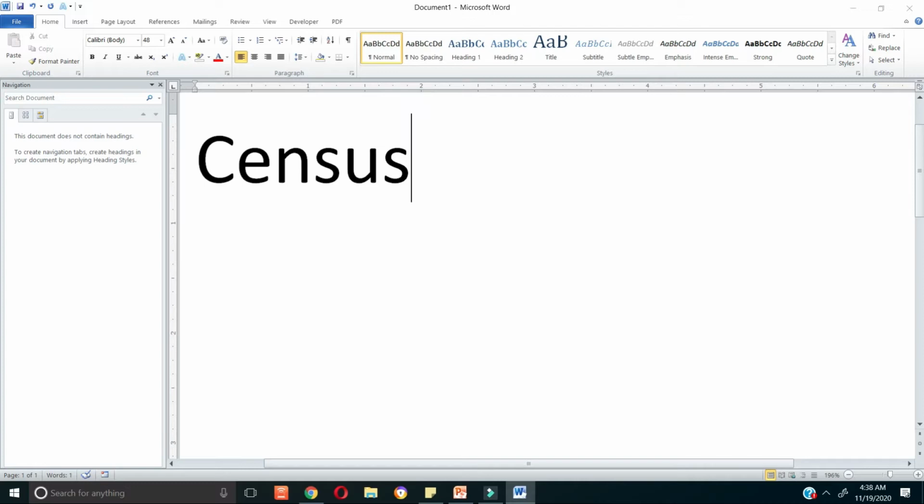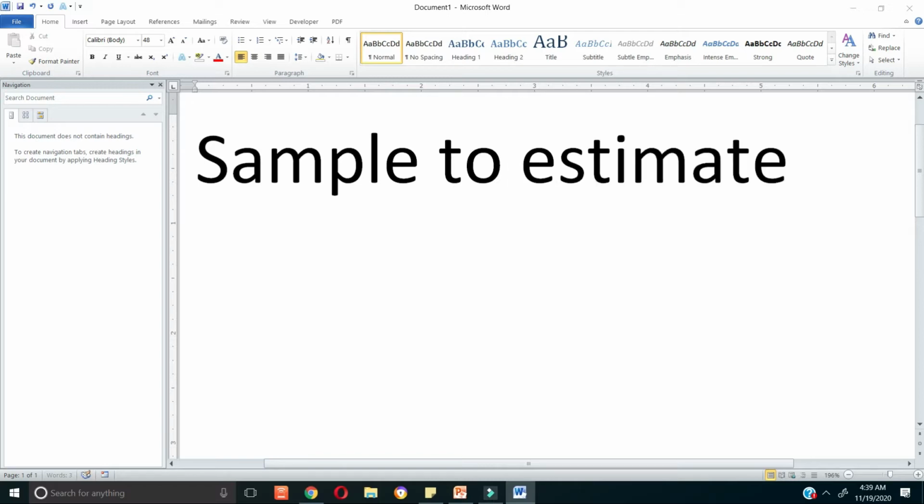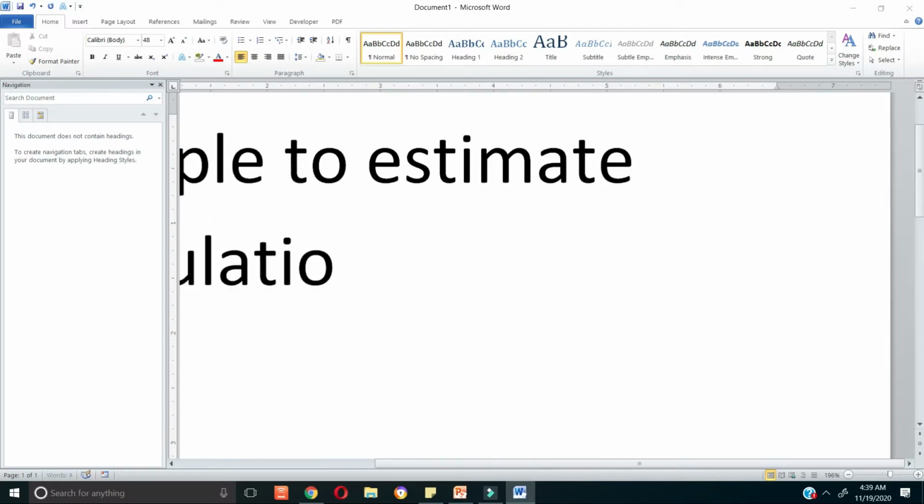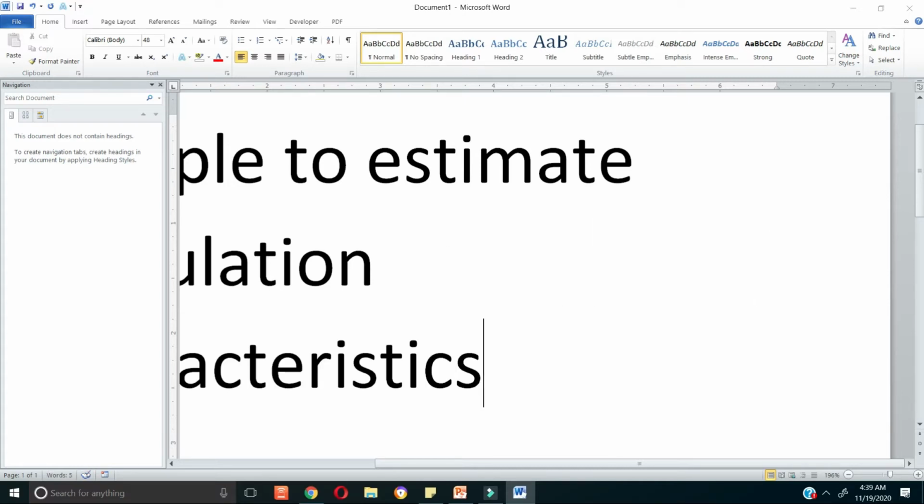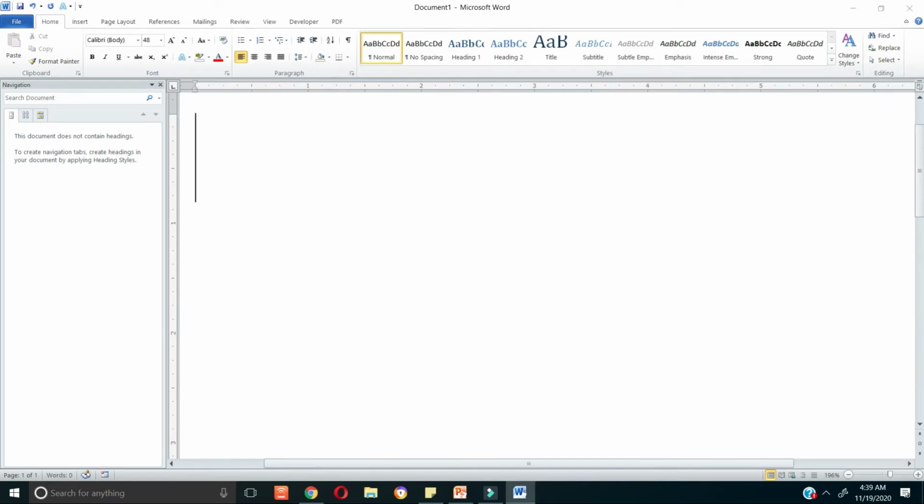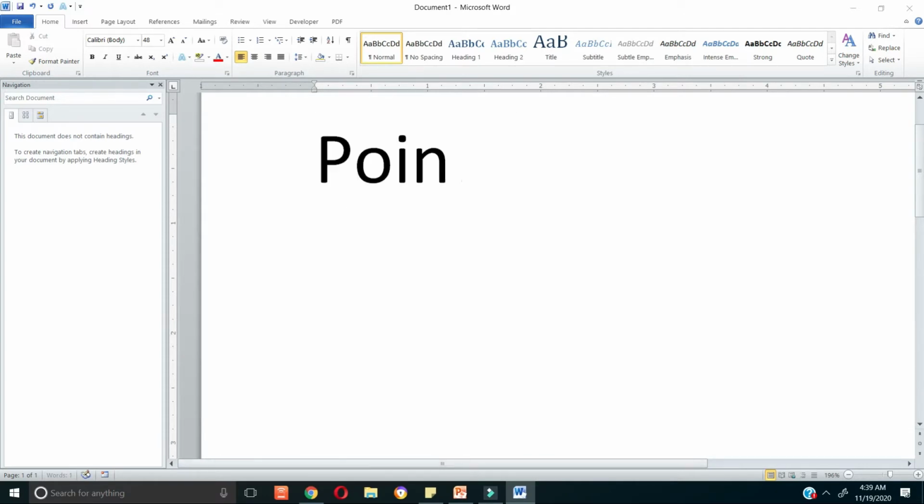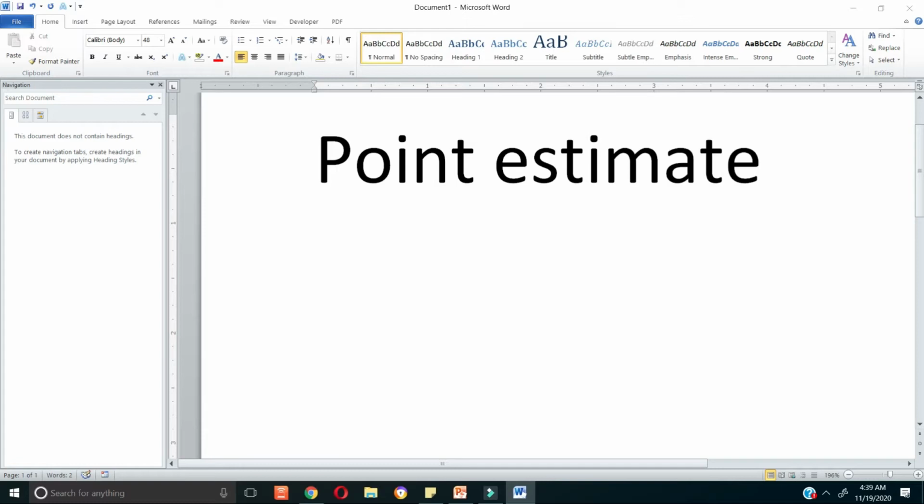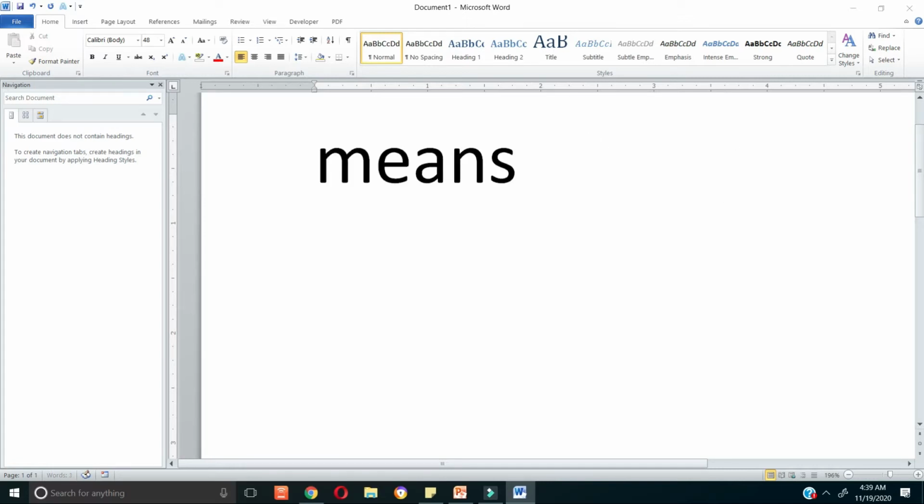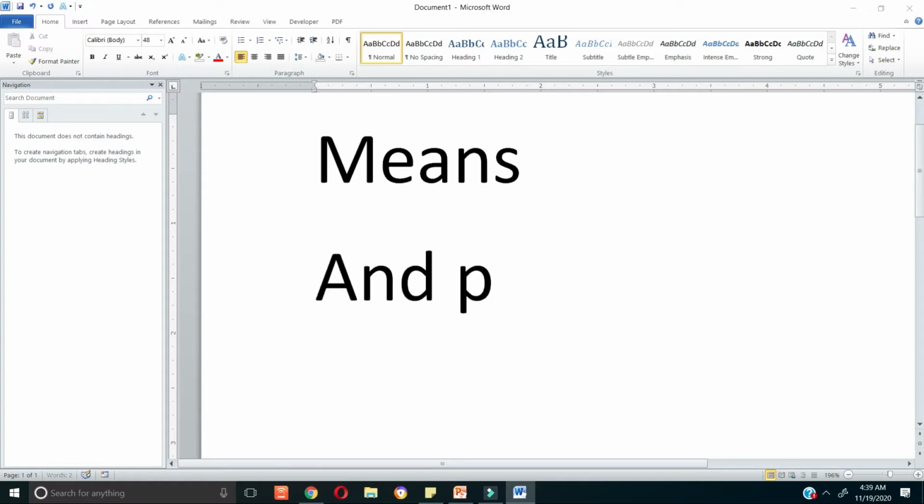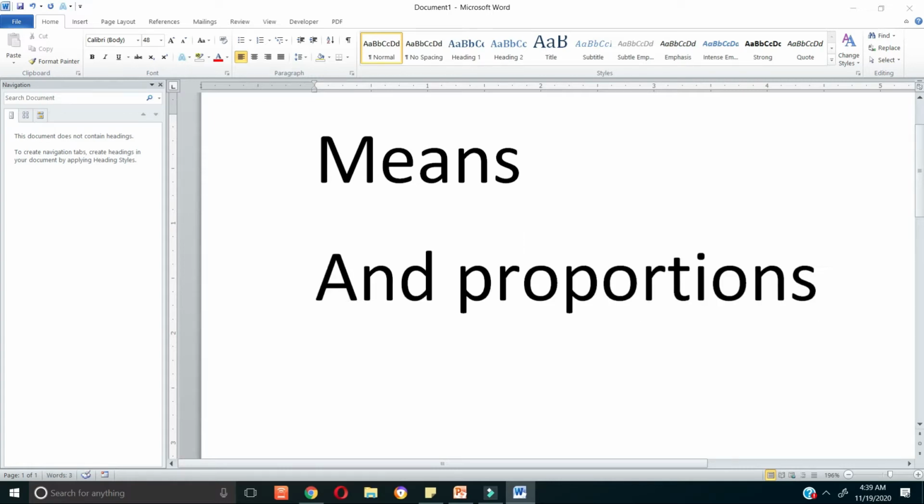So what you really want to do is to get a sample and then estimate the population characteristics, and the value that you obtain is referred to as a point estimate. For instance, you could get a mean. We've been looking at means and proportions. You could get a mean or a proportion, and you want to determine how representative this mean is going to be of the actual population value.